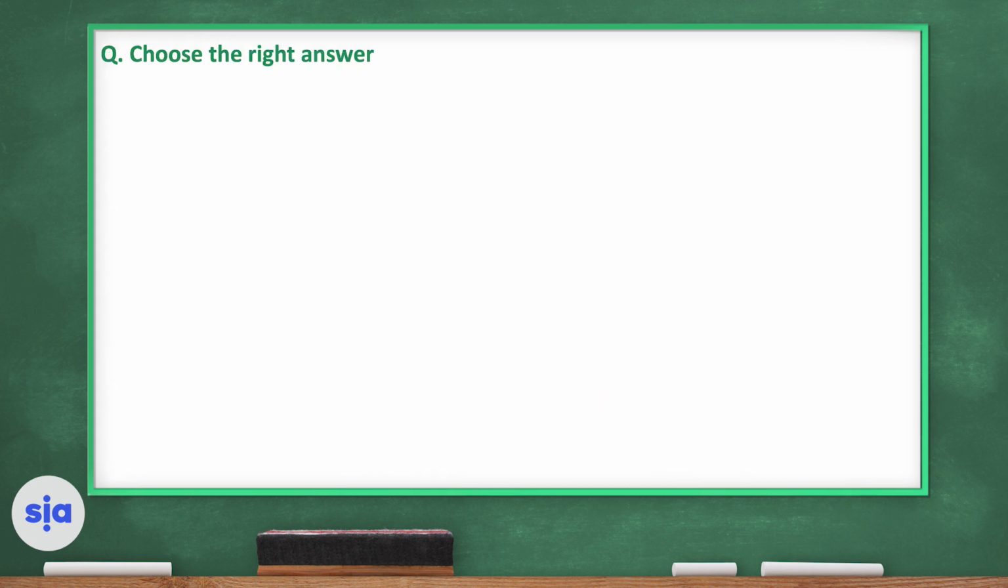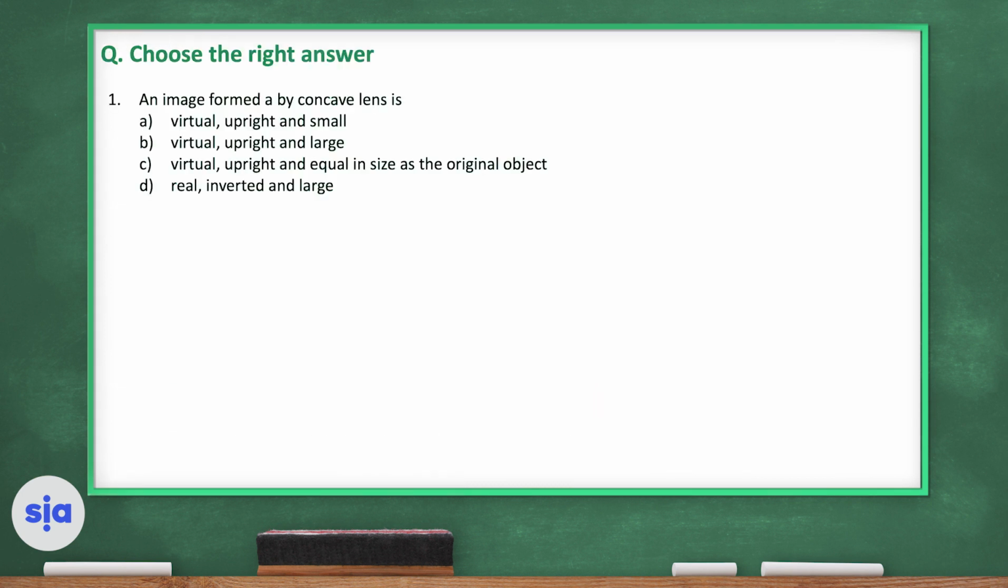Now please choose the right answer. An image formed by a concave lens is: virtual upright and small, virtual upright and large, virtual upright and equal in size, real inverted and large. What do you think about an image formed by a concave lens? Of course, it's virtual, upright, and small.